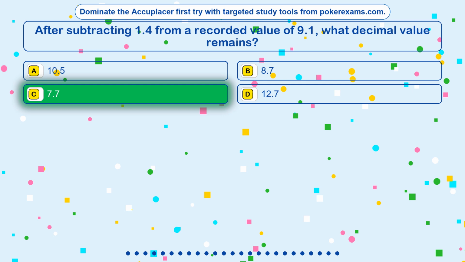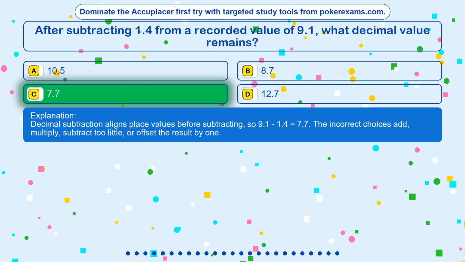The correct answer is option C, 7.7. Decimal subtraction aligns place values before subtracting, so 9.1 minus 1.4 equals 7.7. The incorrect choices add, multiply, subtract too little, or offset the result by 1.